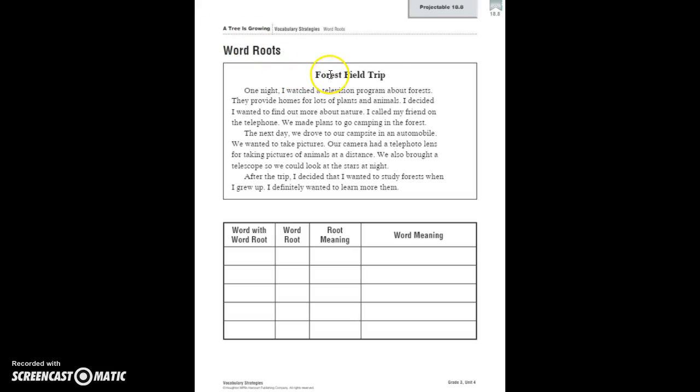Let's read Forest Field Trip together. One night, I watched a television program about forests. They provide homes for lots of plants and animals. I decided I wanted to find out more about nature. I called my friend on the telephone. We made plans to go camping in the forest. The next day, we drove to our campsite in an automobile.